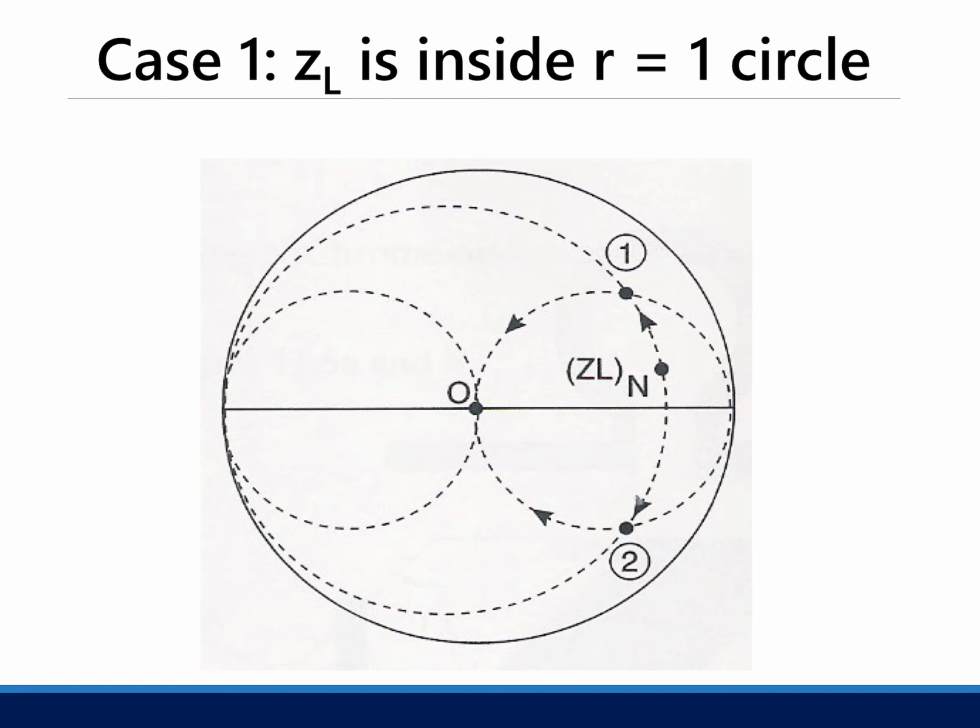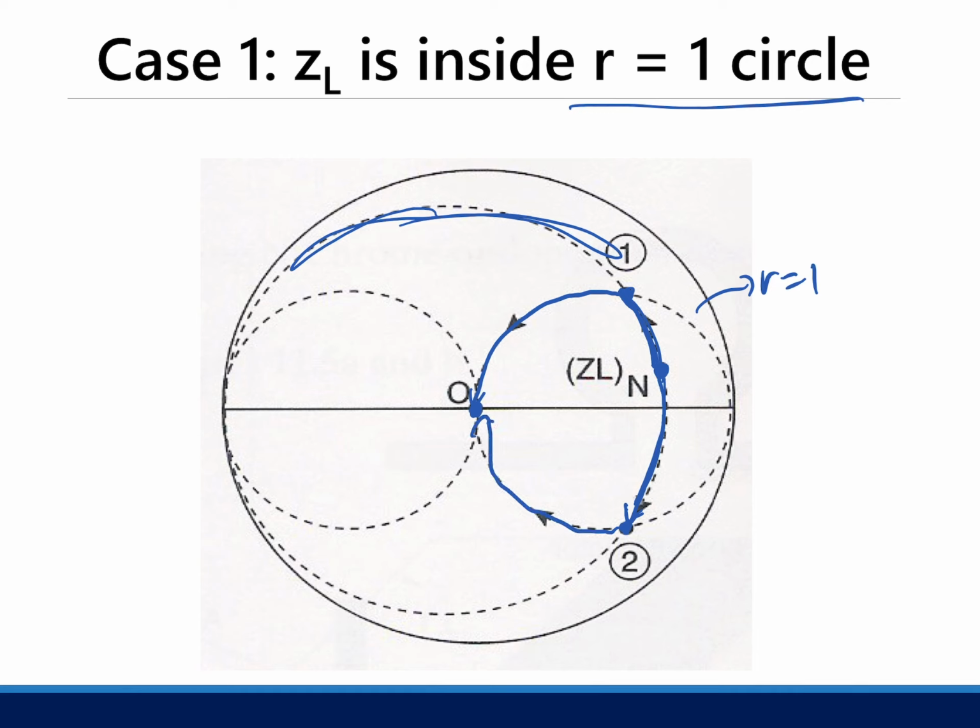Okay, so case 1, you're inside R equals 1, then you have two possible movements to go to the center. You could go upwards until you hit the R equals 1 circle. You move in a constant conductance circle until you hit R equals 1, then you move downwards from there. The other way around is, again, you move in a constant conductance circle, you hit this point, and then you move in a constant resistance circle until you hit the center.